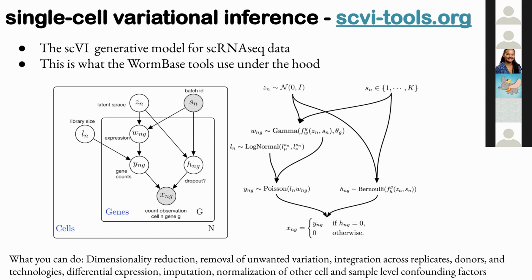This SCVI is a data generator. It learns what the input data look like for each gene and for each cell. And then it can generate new data that looks like that input data. And what you can do with a generative model is compute any statistics that you want. Usually people just want to know, is my gene more or less expressed? But any kind of statistic that you want to compute, you can do with a generative model. And so this is what the single cell tools for WormBase are using under the hood.